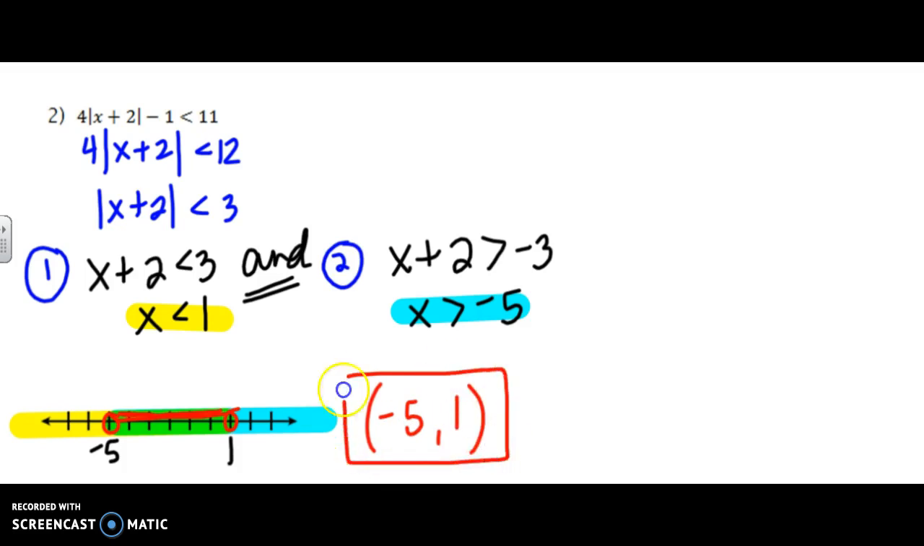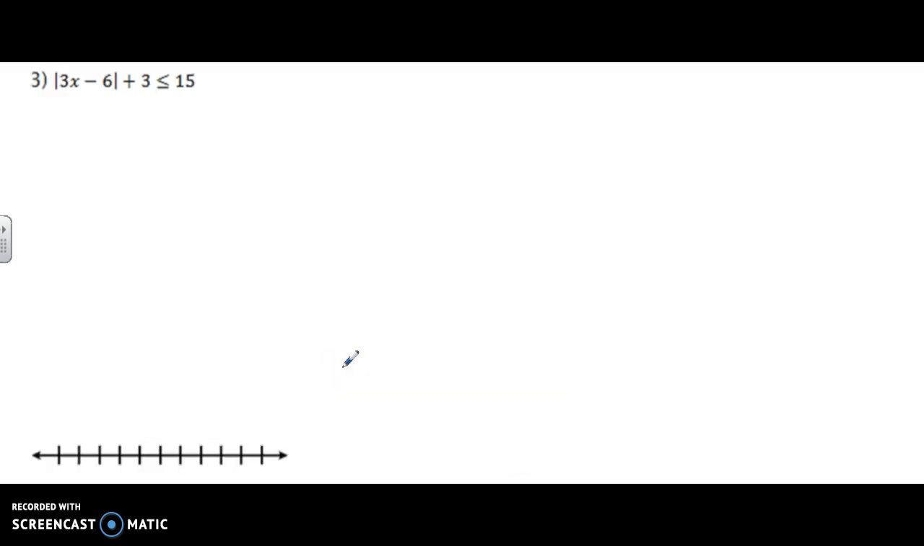And that's my solution. I want you to try this one on your own. So go ahead and hit pause, and when you've worked it out on your own, come back and I'll have worked through the steps. I'll show you the steps, and you can see if they match yours.